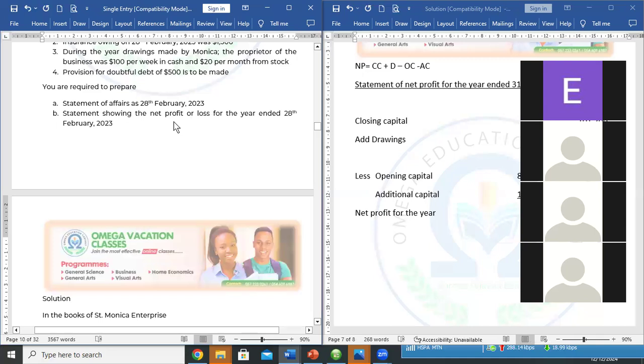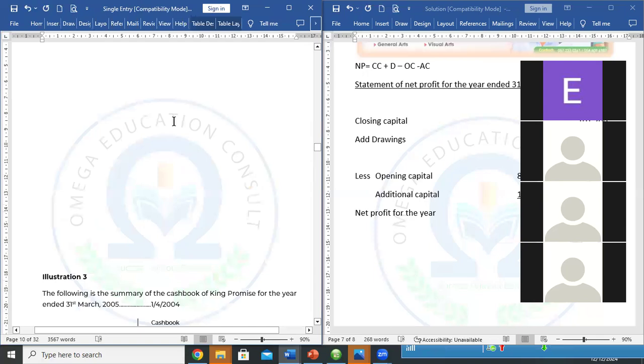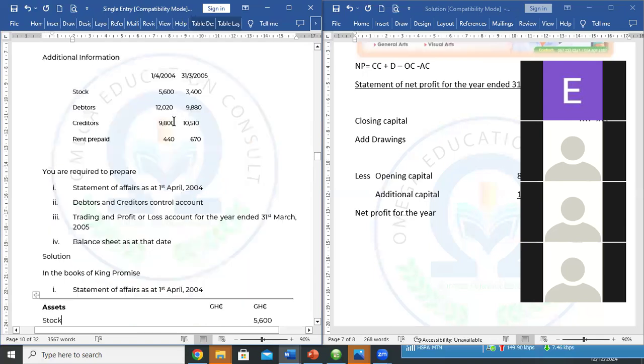Let me see if I can pull up another question. Please, this is also another highly examinable area, right? So please pay attention to it. Preparing your statement of net profit. It's highly examinable. It has been dropping in the WASSCE.